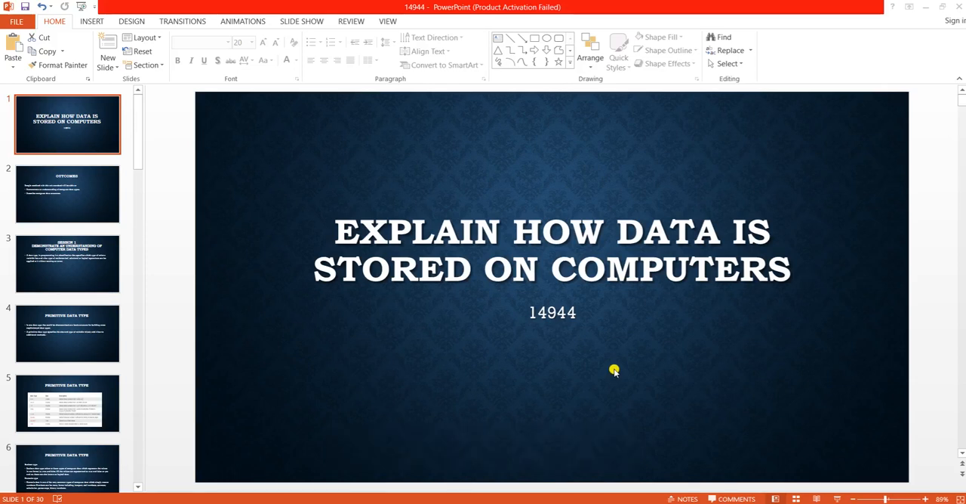Hi guys, welcome. In today's session, I will be covering Unit Standard 14944, and the title of this Unit Standard is Explain How Data is Stored on Computers. So the keyword in this unit standard is how data is stored on computers.